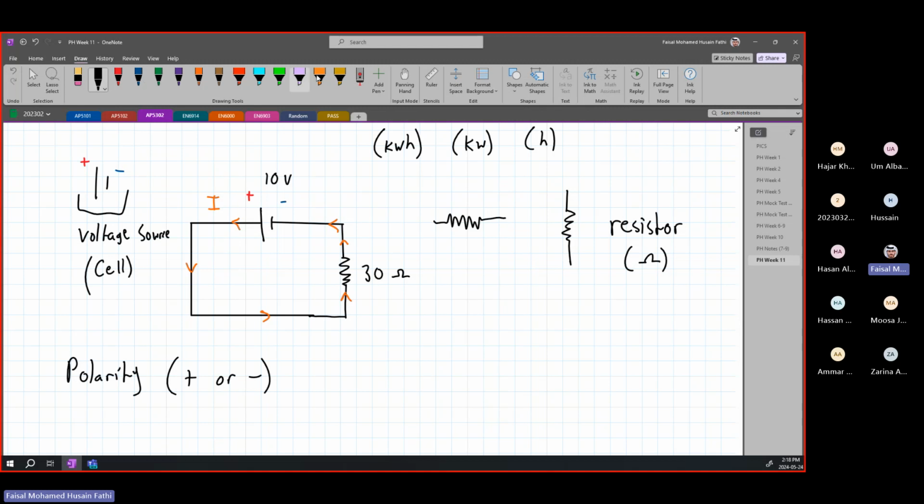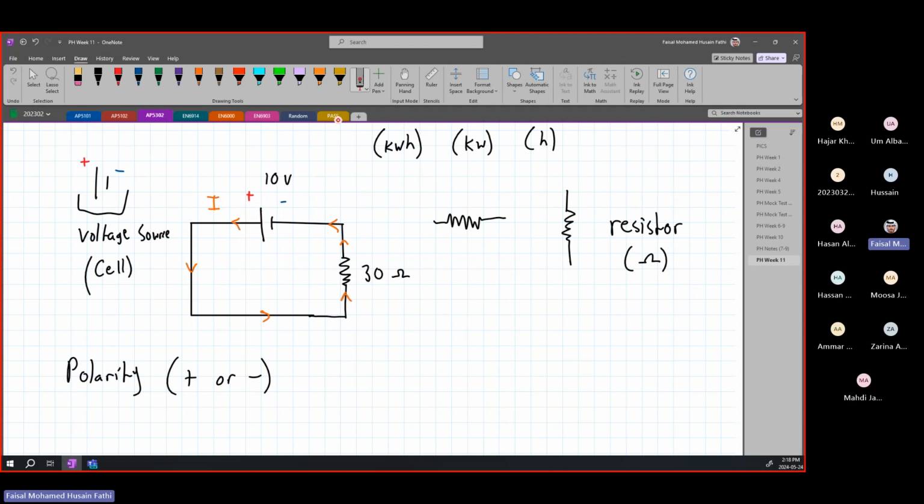So in this case, if you look at the cell, it's always identified because we always know the longer side is going to be positive and the shorter side is going to be negative. So this is what they call the polarity of the voltage source, or in this case of the cell, all right? And we know that current is flowing in this direction. It's going that way. So wherever current is flowing, this will generate a polarity on the resistor as well, depending on the flow of current.